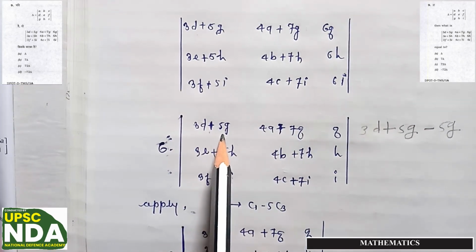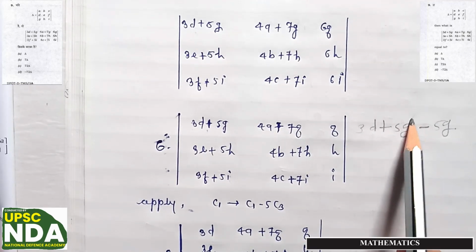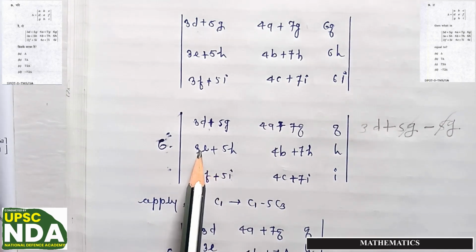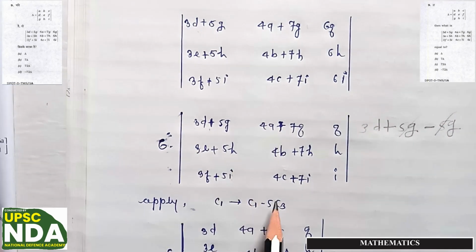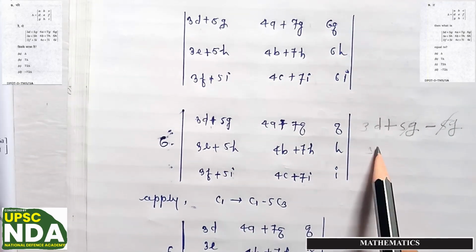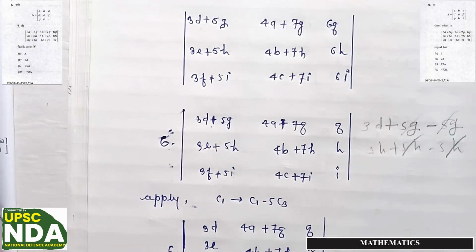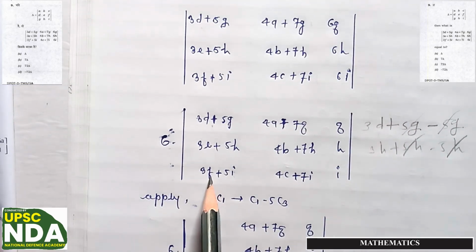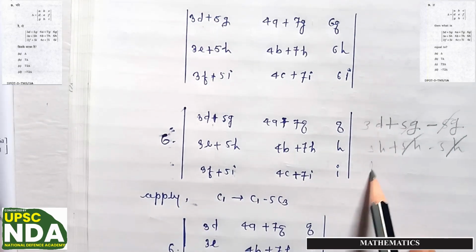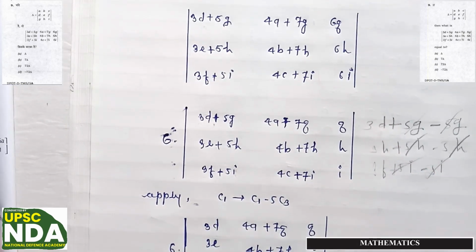3D plus 5G can be written as 3D plus 5G minus 5G. So the positive 5G and negative 5G get cancelled. Similarly, you can apply it to 3E plus 5H minus 5 times C3, which means minus 5H. So 3E plus 5H minus 5H, and this one will get cancelled. Again apply the same over here: 3F plus 5I minus 5I, so this one gets cancelled.